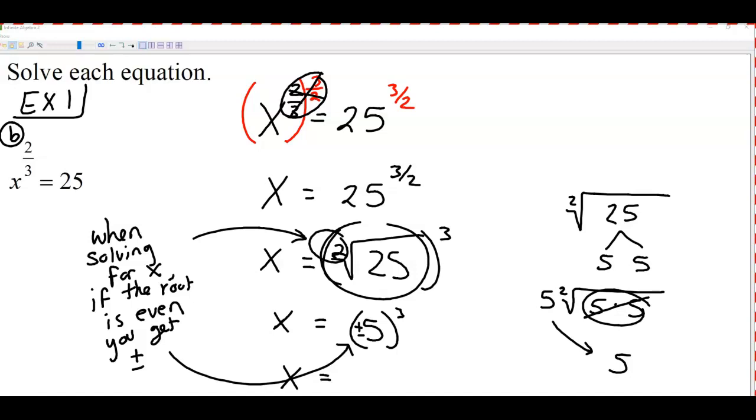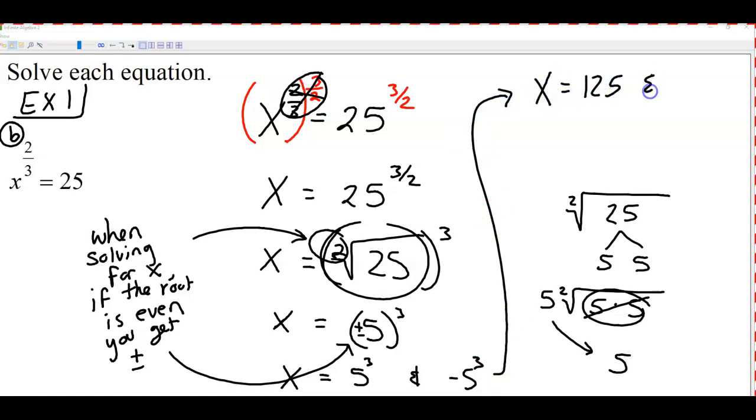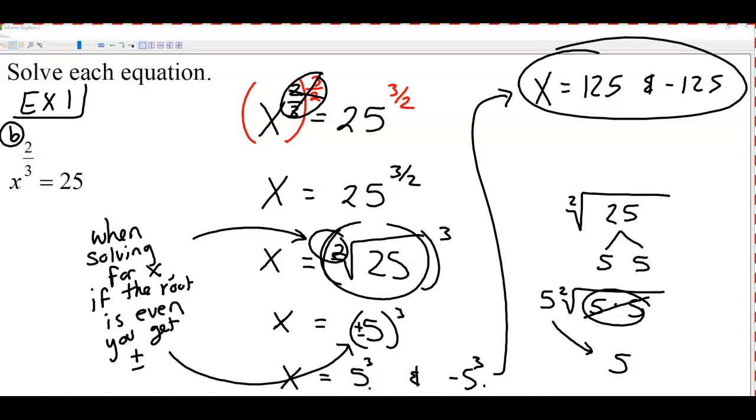What is 5 to the third power? Good. And how about negative 5? What's negative 5 to the third power? That one's negative 125, right? So you get two answers on this one. So I ran out of space, so I'll put it up here. So I'll put x equals 125 and negative 125. Okay? Why did I write two things? Because once again, we get a plus and a minus, right?